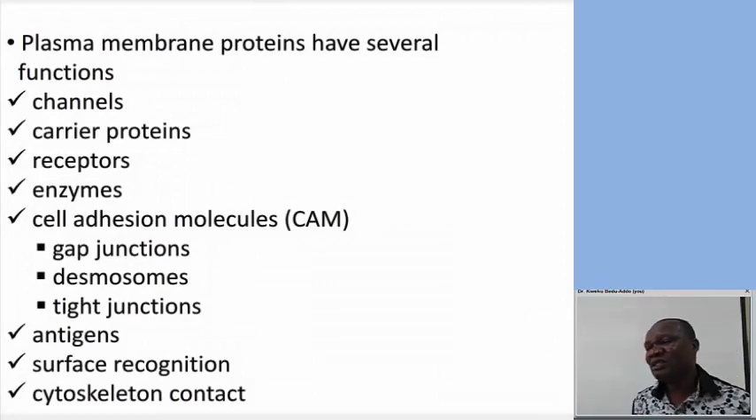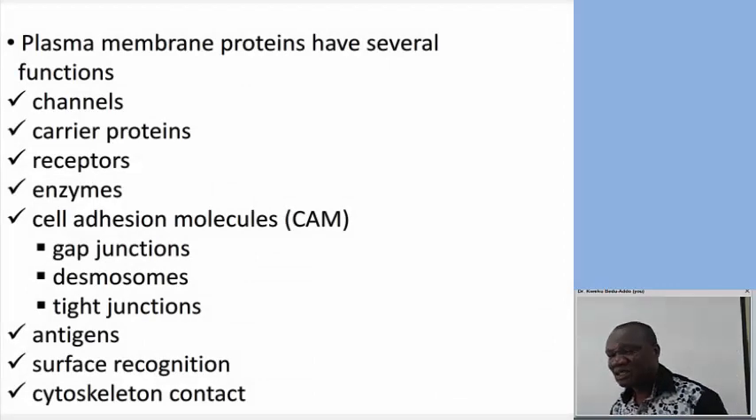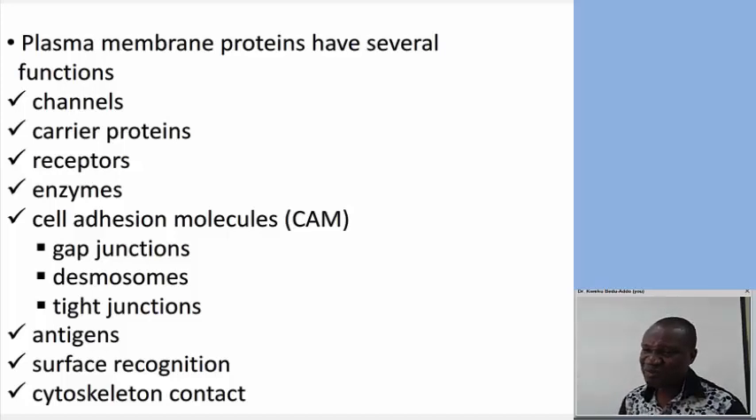And these functions include channels. They may serve as channels. They may serve as carrier proteins. They may serve as receptors. They may serve as enzymes. They may serve as cell adhesion molecules. They may serve as antigens. They are involved in cell surface recognition, and they form regions where the cytoskeleton can attach.